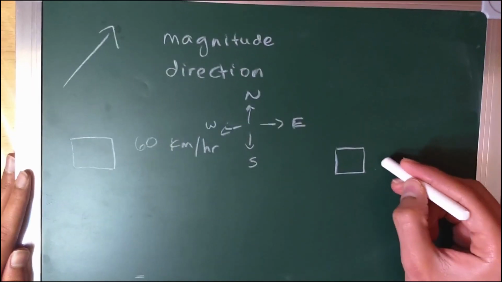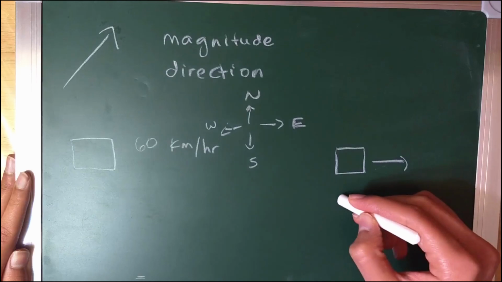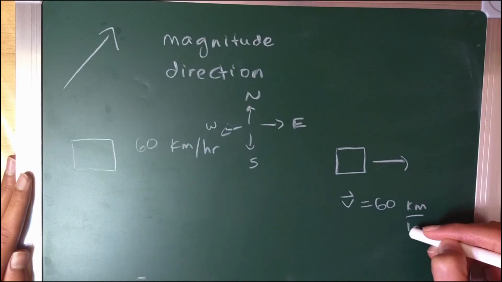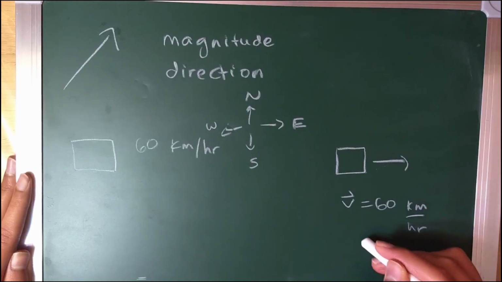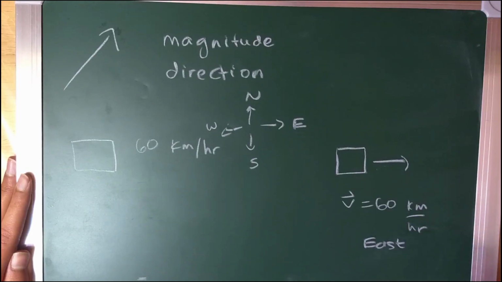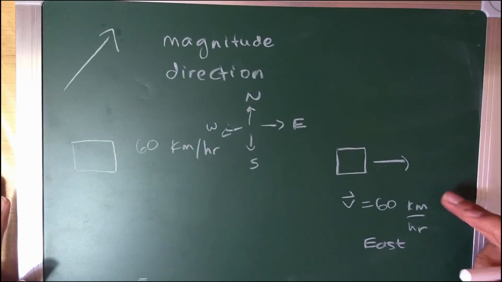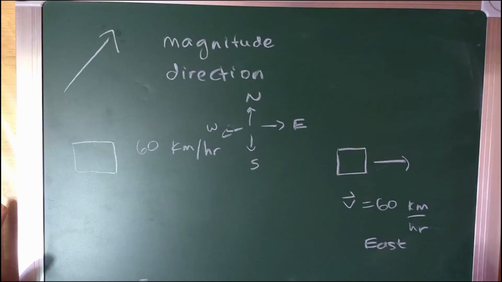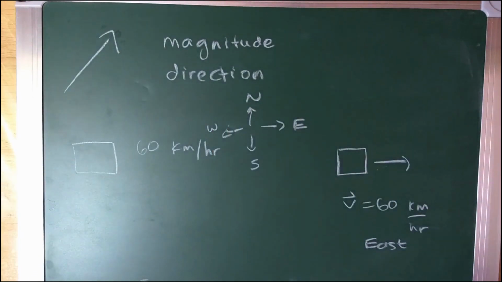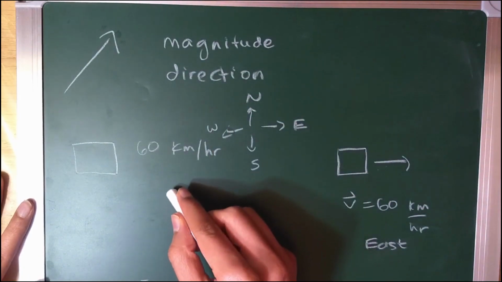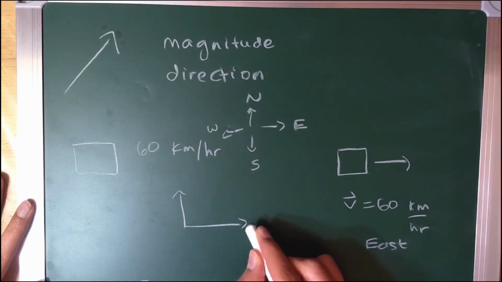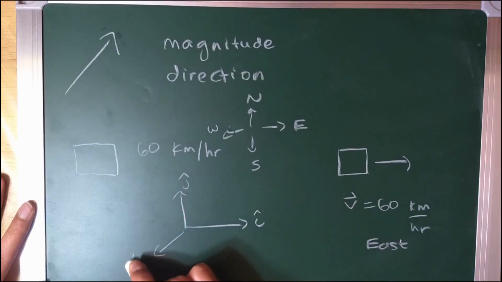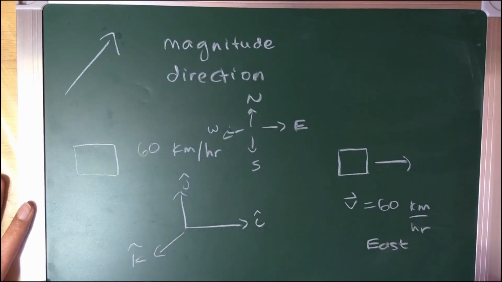So now let's draw another car. And this one is moving with a velocity of 60 kilometers per hour east. So here we have information about both its magnitude, its speed, and its direction. Now in physics, we typically don't use north, east, south, or west to describe something. Instead, we introduce a right-handed coordinate system with unit vectors i hat, j hat, and k hat, and I'll get into that a bit more later.